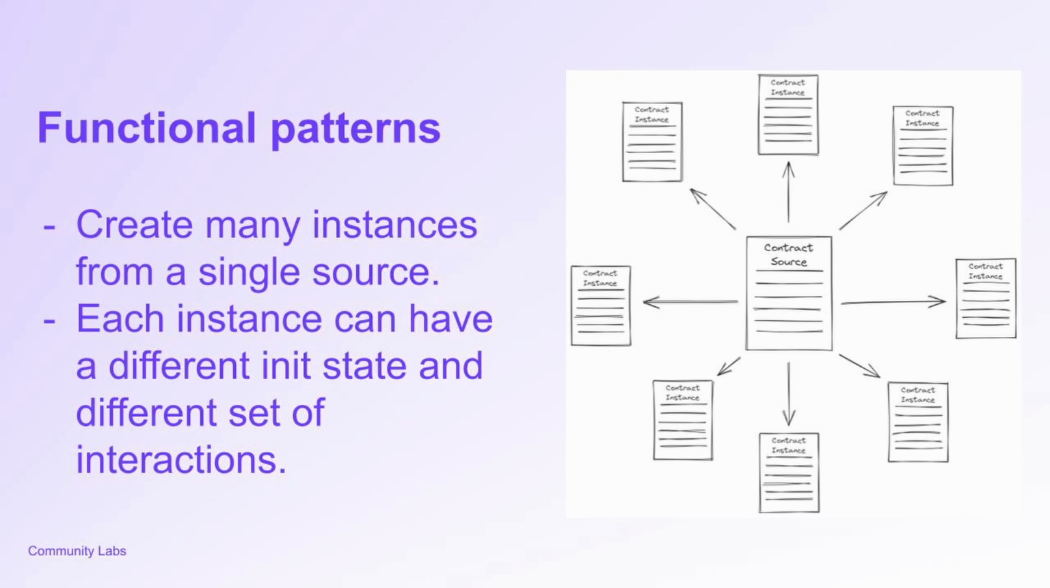Another functional pattern that arises out of SmartWeave contracts is the ability to define a contract source and create multiple contract instances out of it. Instances of this contract source can be created with different initial states, and they can have different sets of interactions as well. A few benefits of this pattern are efficiency, modularity, and scalability. The contract logic does not need to be redefined for each instance. Every instance is linked to the contract source by the contract source's transaction ID, and it can refer to the source logic at the time of evaluation.